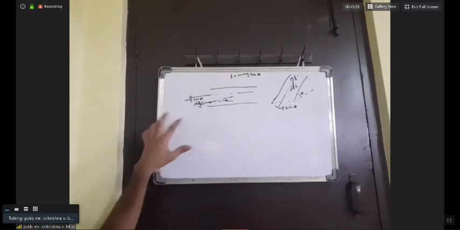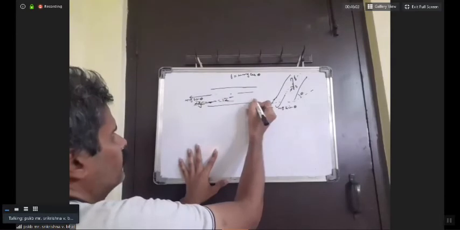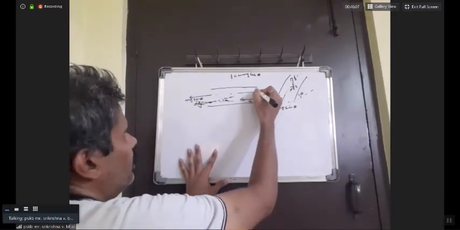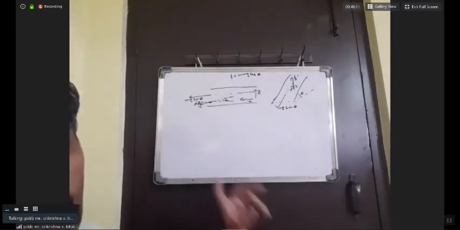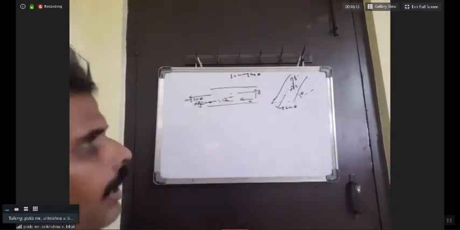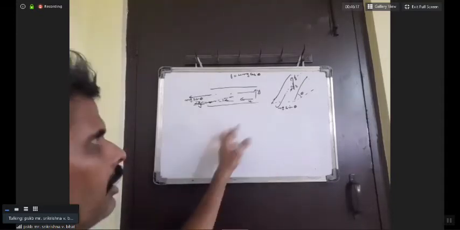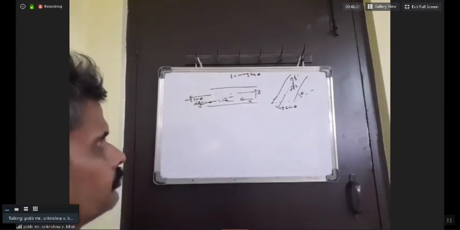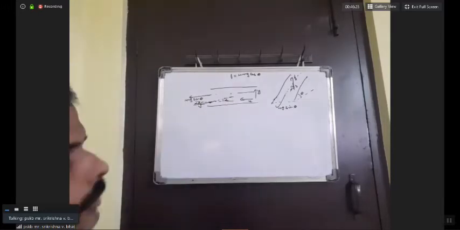Now you can consider this line of fastest descent as the x-axis, and this is the y-axis. I'm taking x and y axes for convenience, in the plane of the inclined plane only. The x-axis is down the incline along the line of fastest descent, and the y-axis is perpendicular to it. So your mg sin theta force is acting along the x direction.